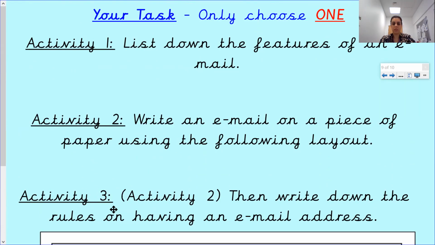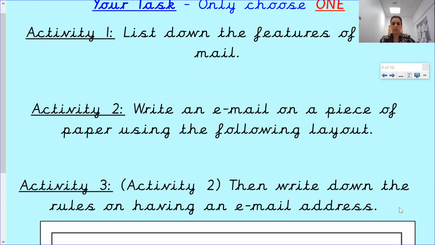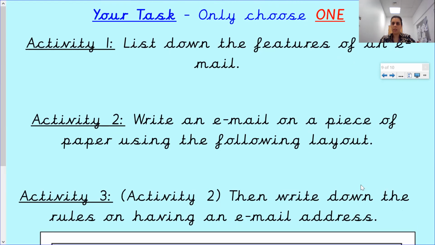I want you to go on to activity 3, which says then write down the rules on having an email address. So think of all the rules of staying safe, making sure that you're opening the correct emails, making sure you're not upsetting anyone by sending emails, and also following the rules of if we can have an email address. So think about all the different rules and write those down as well. Okay, that is the end of our staying safe section of this.